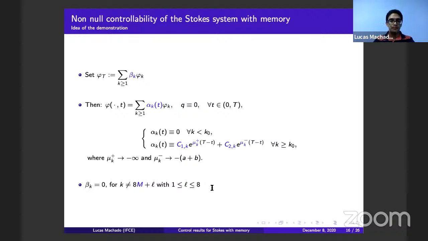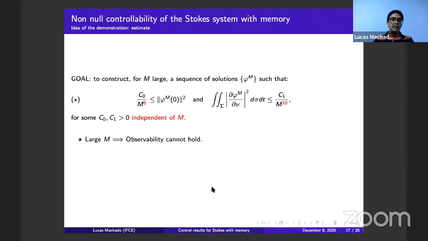Okay, this. Then, our goal is to construct, for m large, a sequence of solutions p_m such that we have these estimates in star. These are independent of m, so note the exponents of these terms, here 6 and here 10.